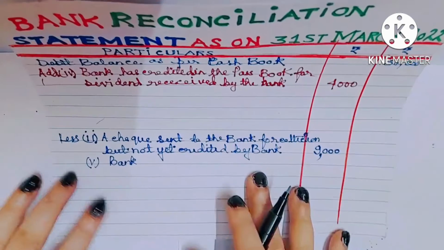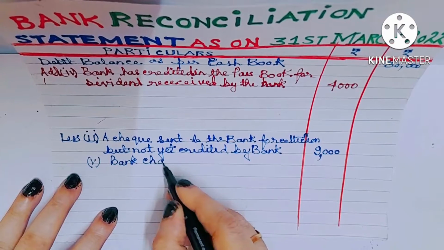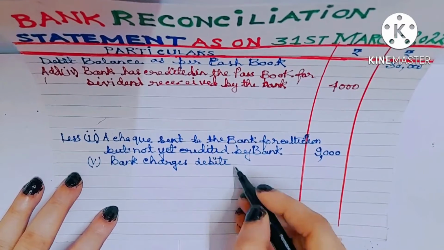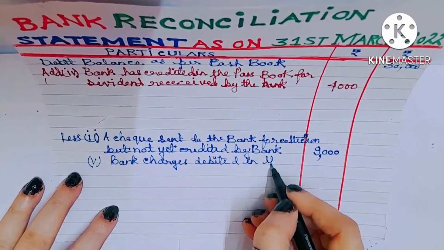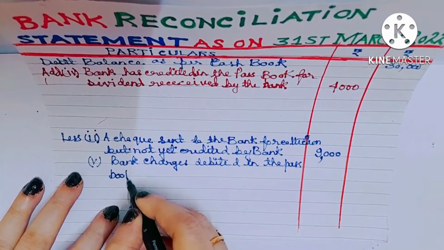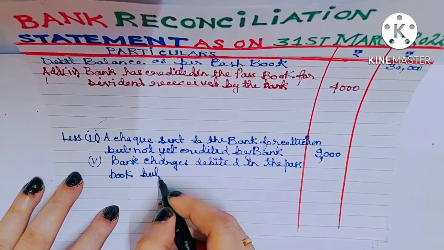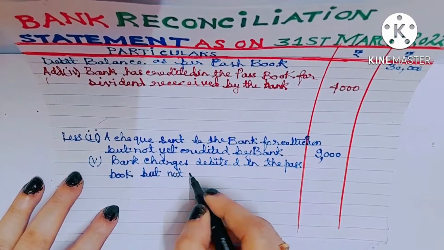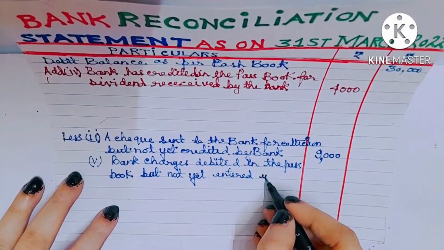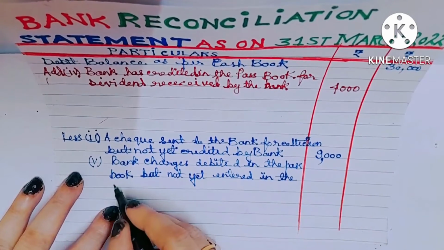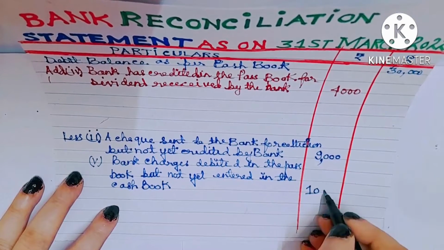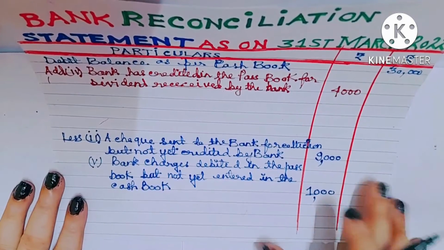Bank charges debited in the passbook but not yet entered in the cash book. Okay, how much? 1000.